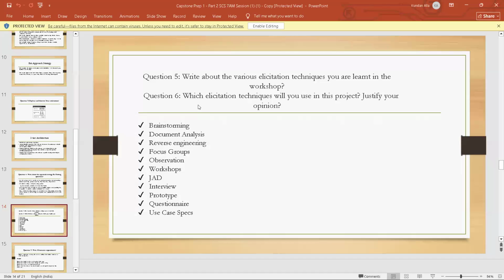And you need to justify why you have used those particular elicitation techniques. So here we have 11 elicitation techniques. For the fifth question, you need to write all the elicitation techniques. For the sixth question, you need to write what elicitation techniques you have used and why you have used them. And while explaining this question also, you need to explain like this only: what techniques you have used and why you have used them.